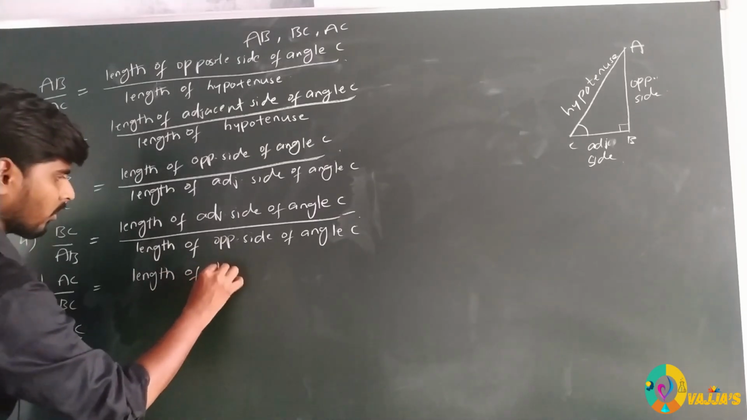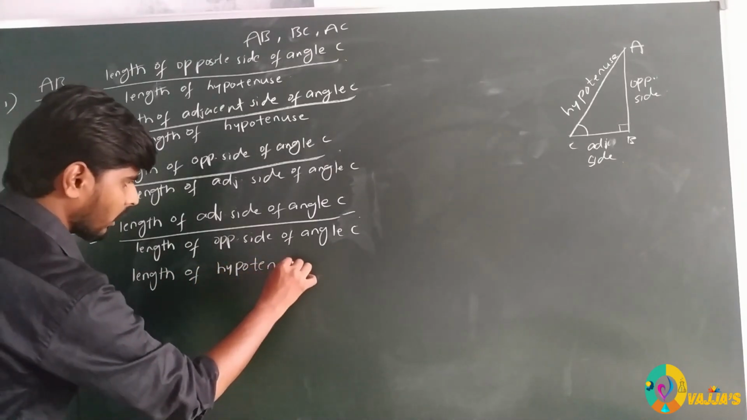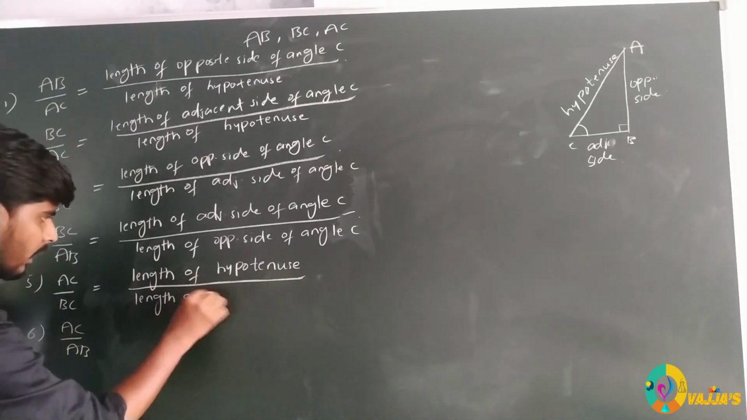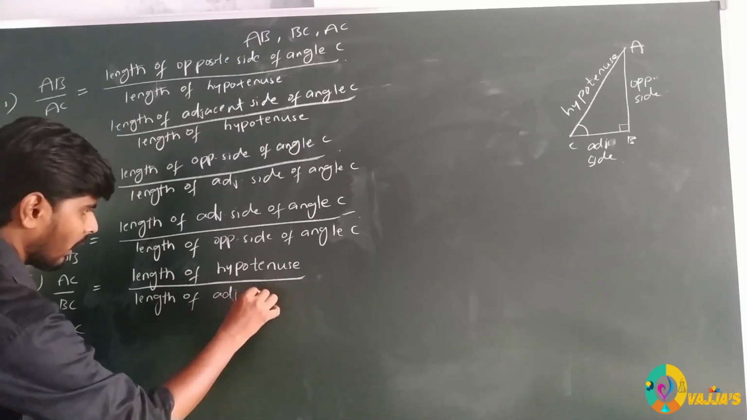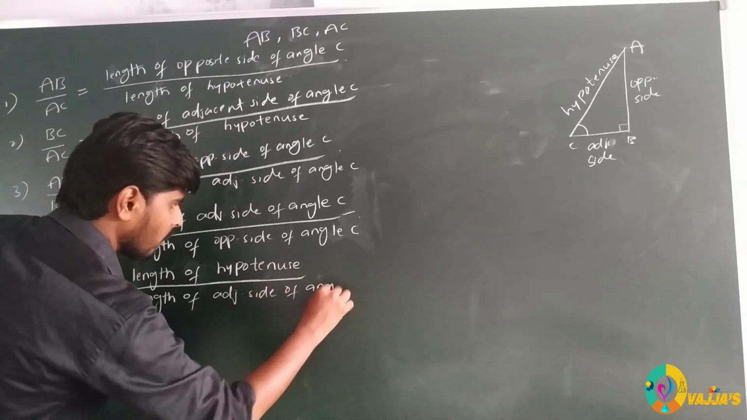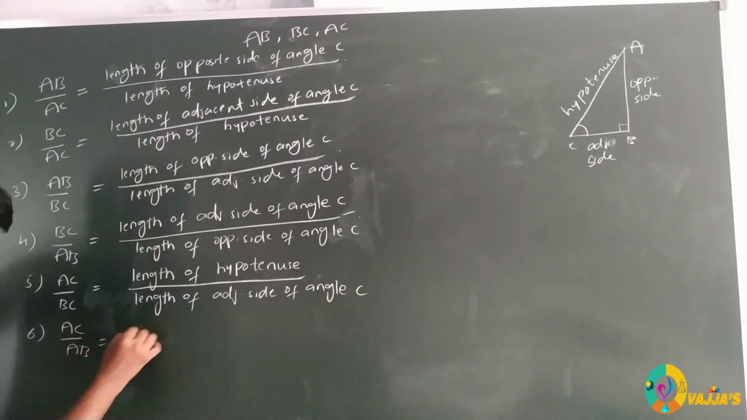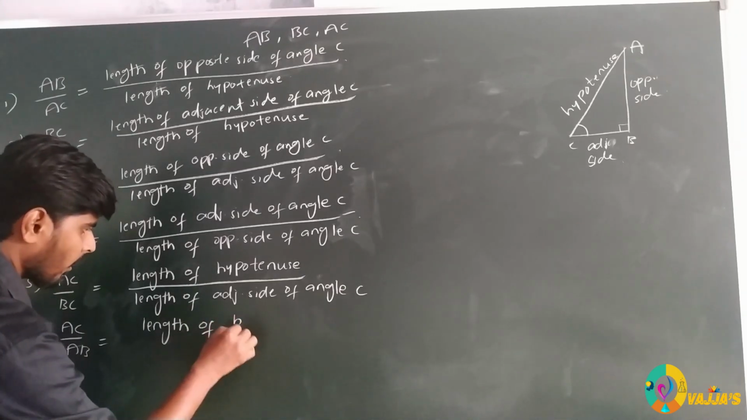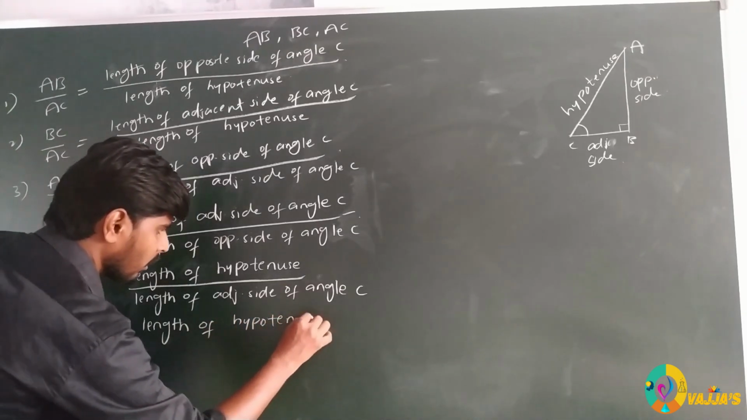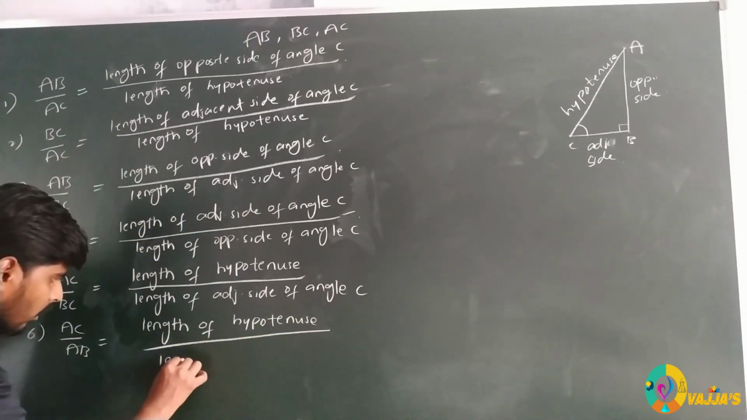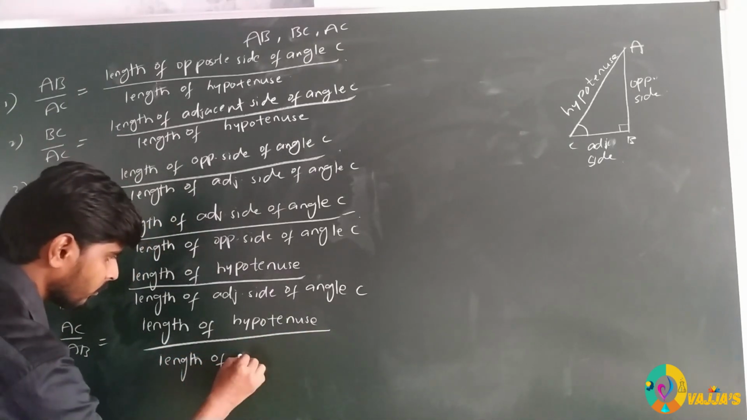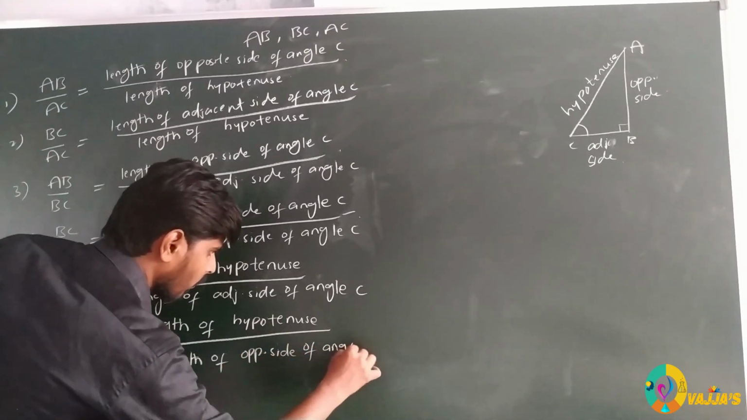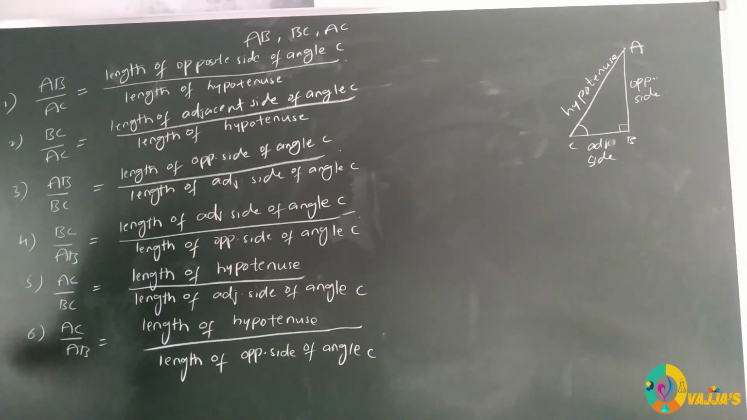Next, AC by BC means the length of hypotenuse by the length of the adjacent side of angle C. Next, AC by AB means the length of hypotenuse by the length of the opposite side of angle C. Look here.